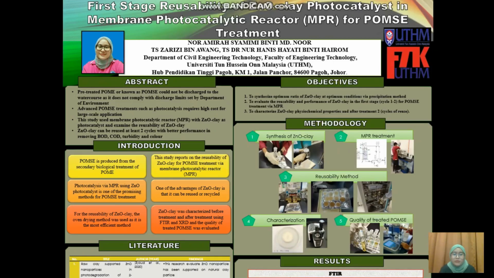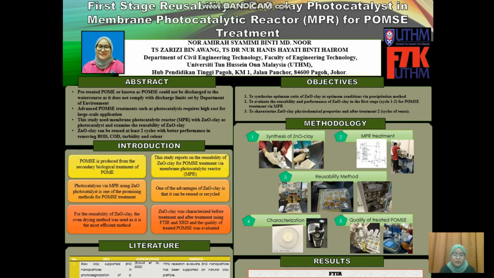The studies are based on pre-treated POME, known as POMSE, which could not be discharged to the watercourse as it does not comply with the discharge limit set by the Department of Environment, which is DOE. Advanced POMSE treatment such as photocatalysis requires high cost for larger scale application due to increased chemical usage, but can reduce the BOD, COD, color and turbidity well. This study used a membrane photocatalytic reactor, which is MPR, with zinc oxide clay as photocatalyst and examined the reusability of zinc oxide clay. The result: zinc oxide clay can be reused at least 2 cycles with better performance in removing BOD, COD, turbidity and color.